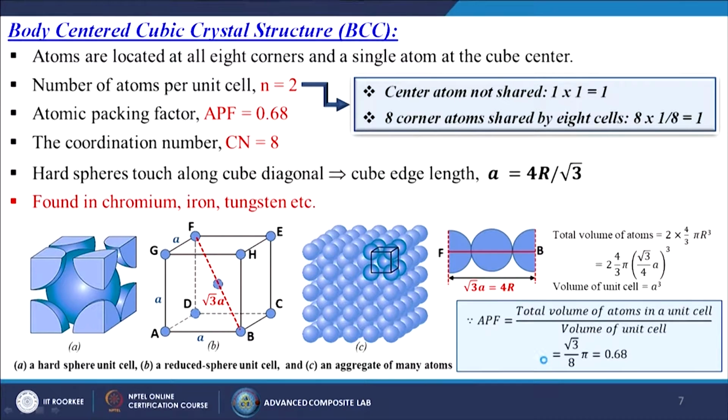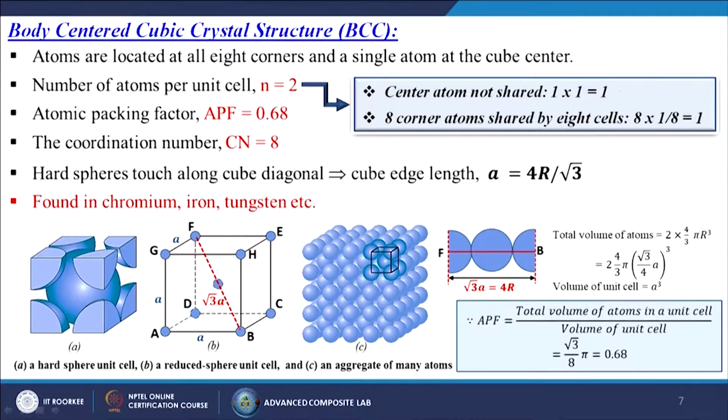Now, we are going to discuss the body centered cubic crystal structure. In this crystal structure, atoms are located at all 8 corners, as you can see from this figure B, and a single atom at the cube center. The total number of atoms per unit cell is equal to 2, as we have already seen in our last slides, because the center atom is not shared, that is 1 into 1, which is 1, and the 8 corner atoms are shared by 8 cells, that is 8 into 1 by 8, which is 1. So, 1 plus 1 is equal to 2.